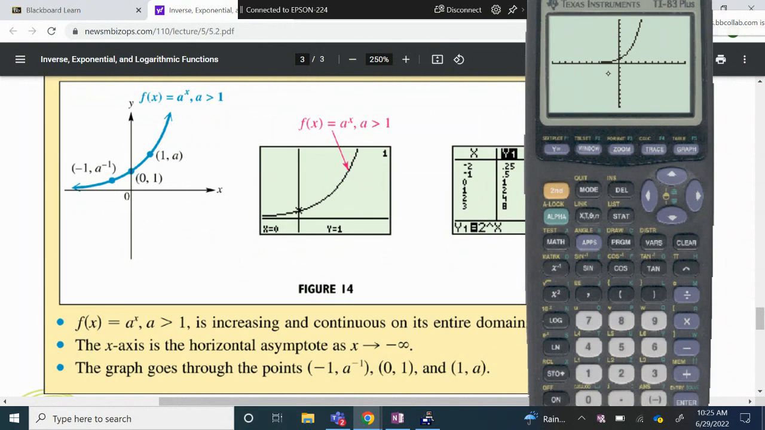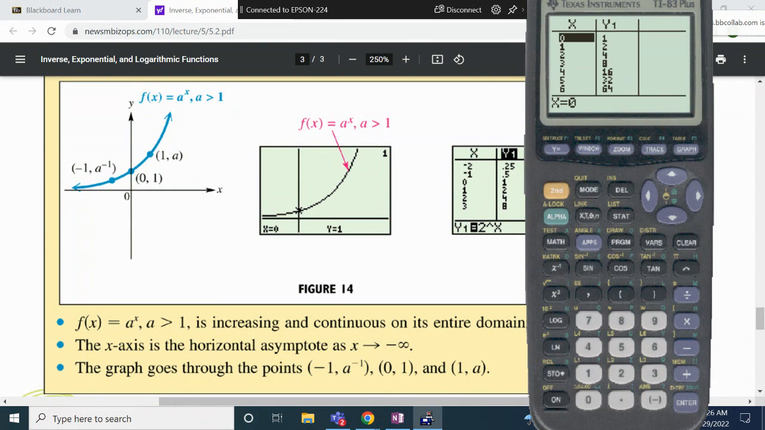I would also have the point 0 comma 1 on this graph, and I would also have the point 1 comma 2. Just to verify that, I'm going to use a calculator, and I'm going to go into table, which is right above graph. So I'm going to hit second and graph, which gives me the table.